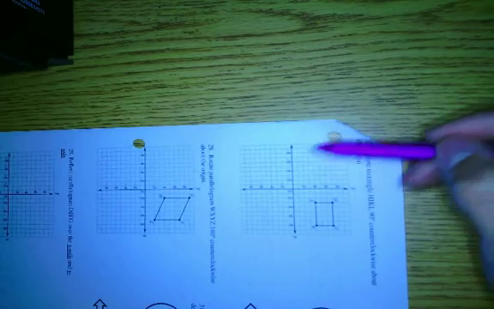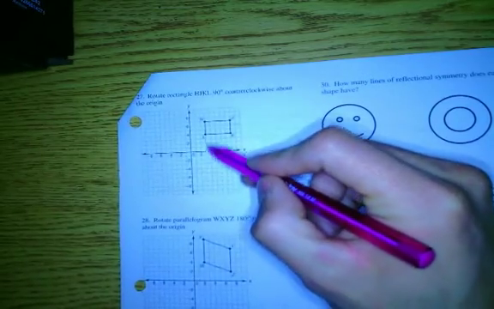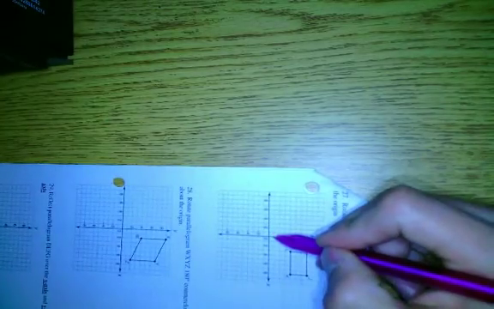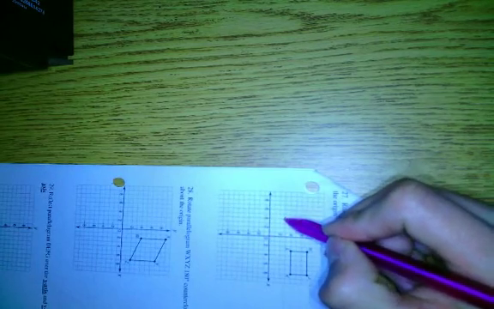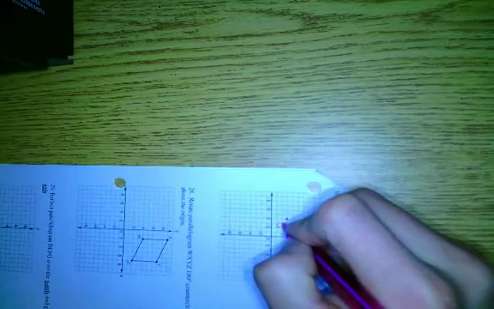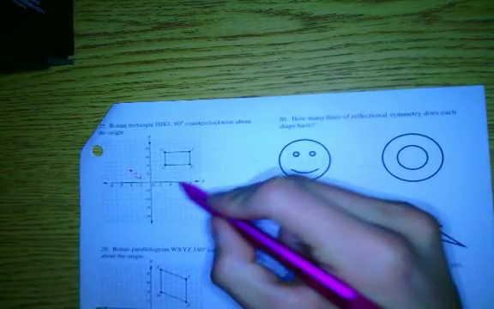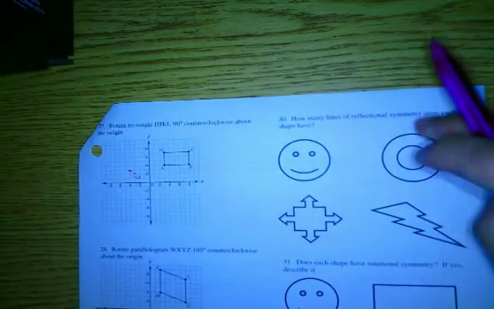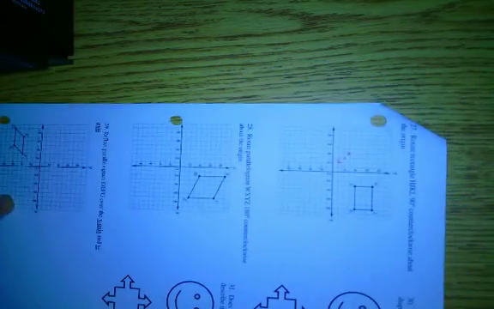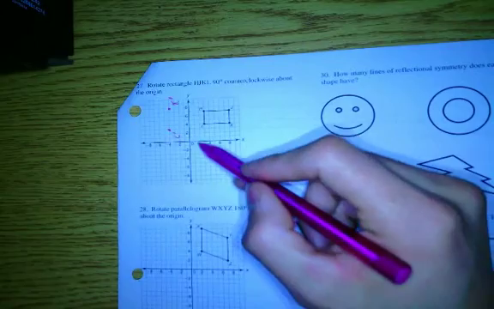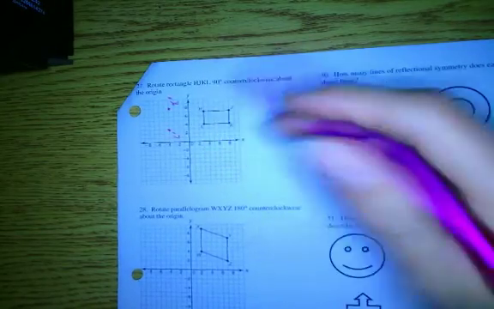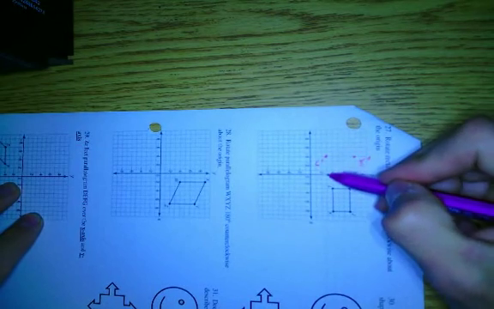Okay? L was at 3, 4. So when I rotate, I'm going to do 1, 2, 3, 1, 2, 3, 4. And that's going to be, we're going to call it L prime. I'm going to go back. K is located at 8, 4. So I'm going to rotate. And that's going to be K prime. Alright. H is located at 3, 7. So I'm going to rotate 3, 7. And that's going to be H prime.